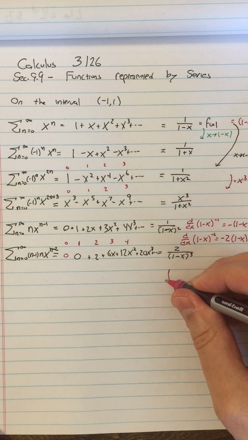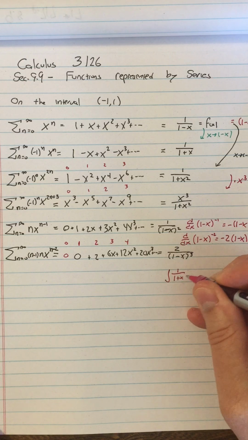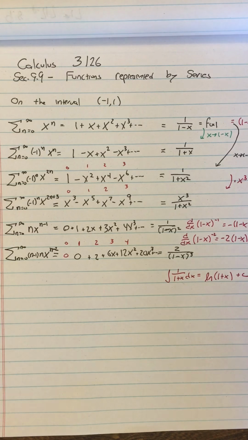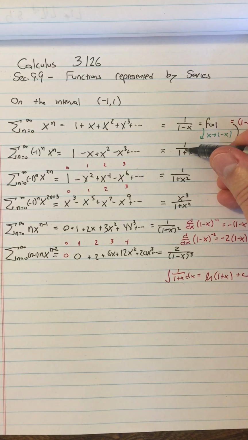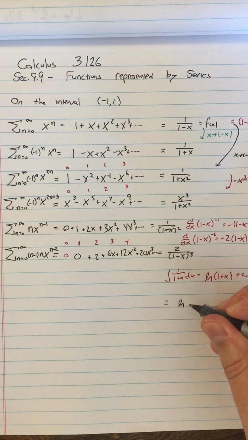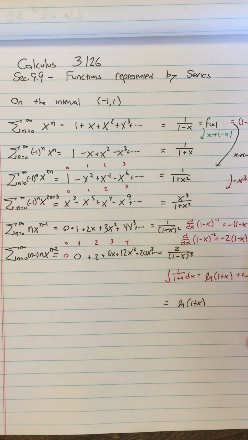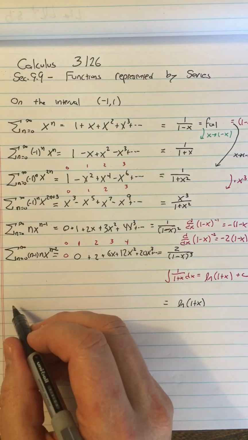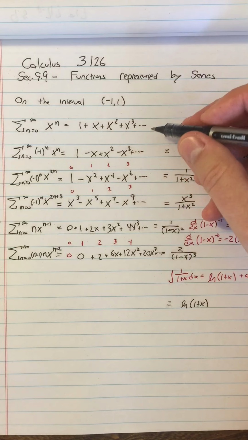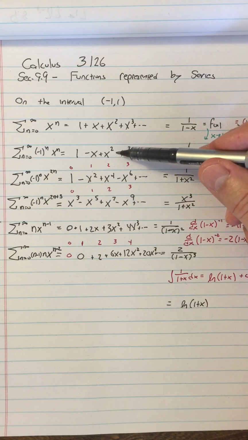Because I know that the integral of 1 over 1 plus x dx is equal to ln of 1 plus x plus c, right? So if I do the integral of 1 over 1 plus x, I'm going to have ln of 1 plus x. We'll talk about the c in a little bit. So then all I have to do is look at what happens term by term to the series that I'm integrating. So I'm integrating this one.